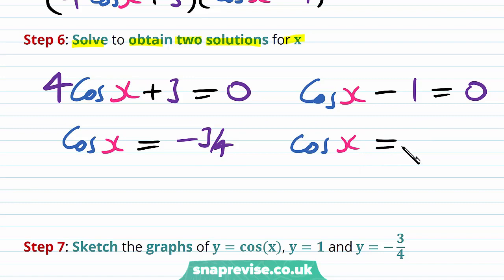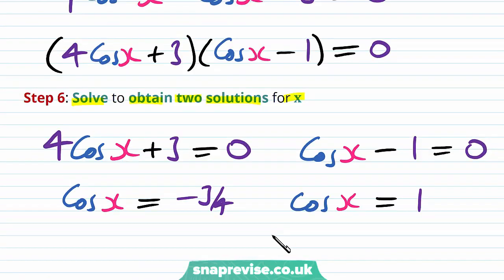Now one thing to note is that sometimes we end up with quadratics that give us no solutions due to the fact that we get our cos of x being a value not between minus 1 and 1. Let's say we had one of our brackets being cos of x minus 4. That would be solved by cos of x is equal to 4, which clearly has no solutions, since cos of x only goes between minus 1 and 1.